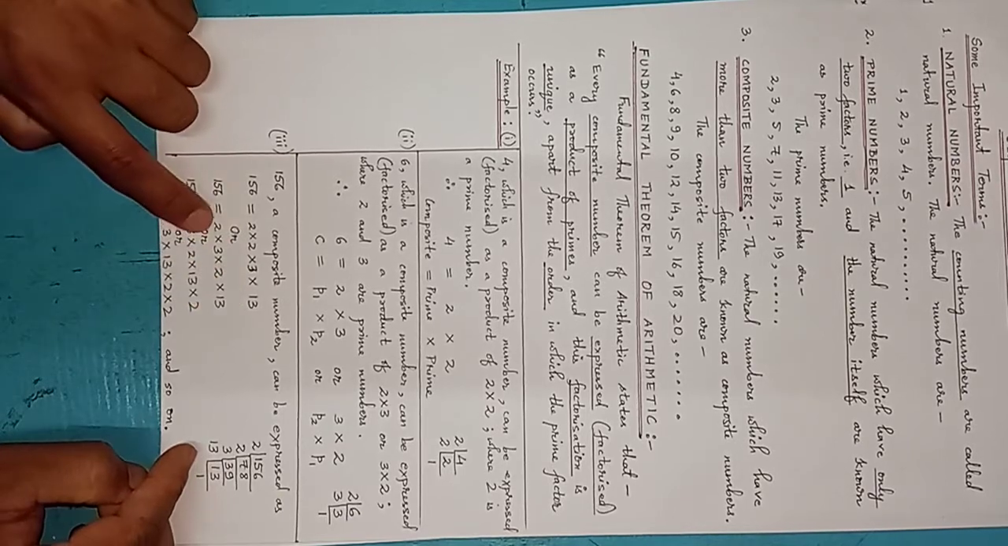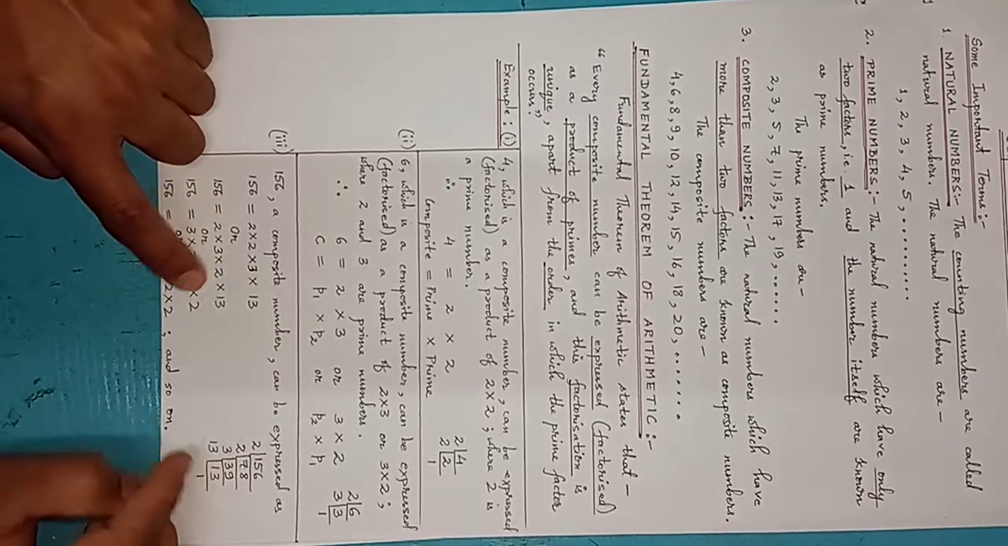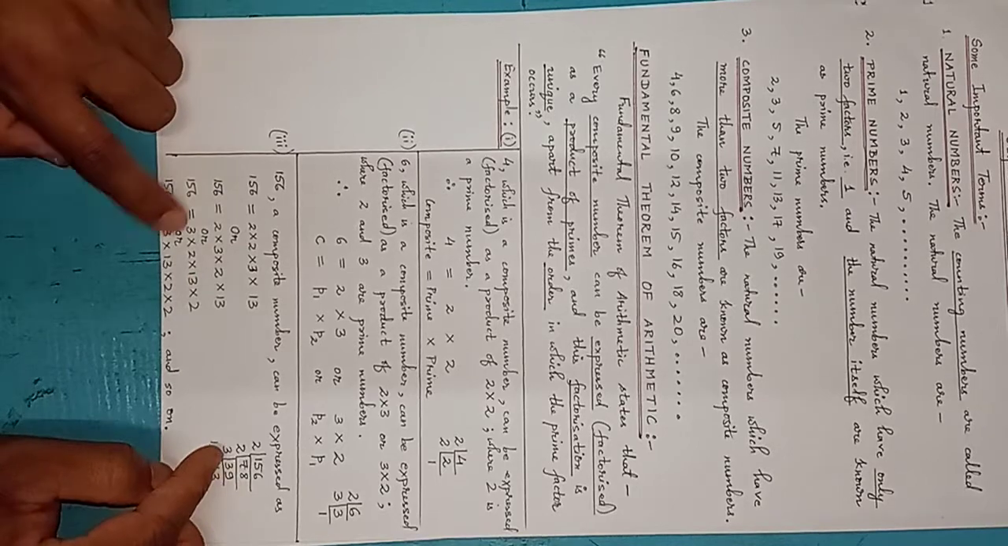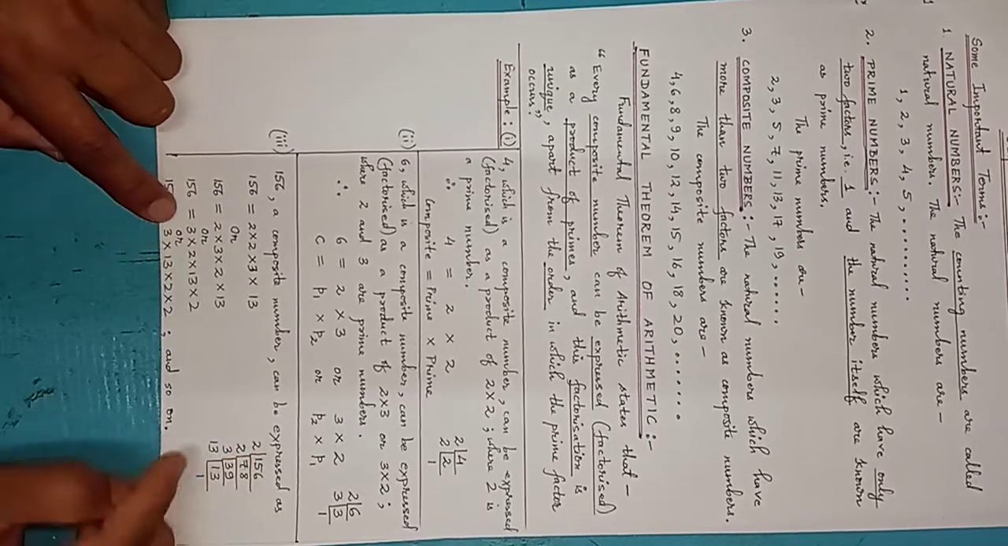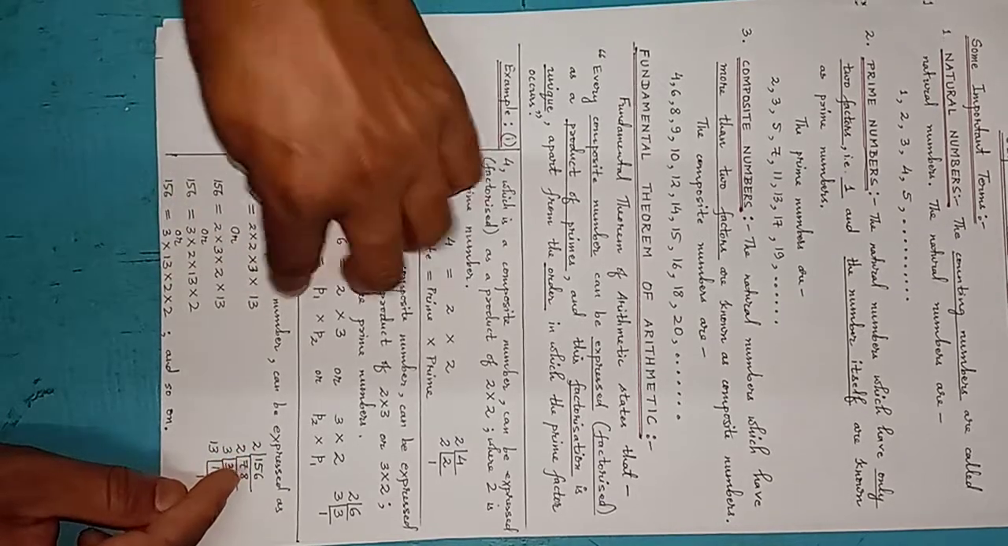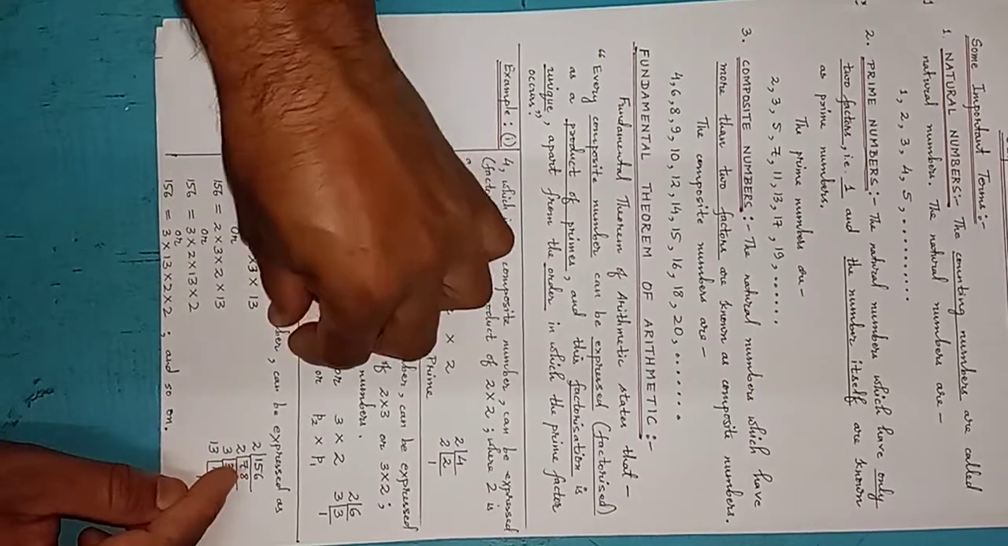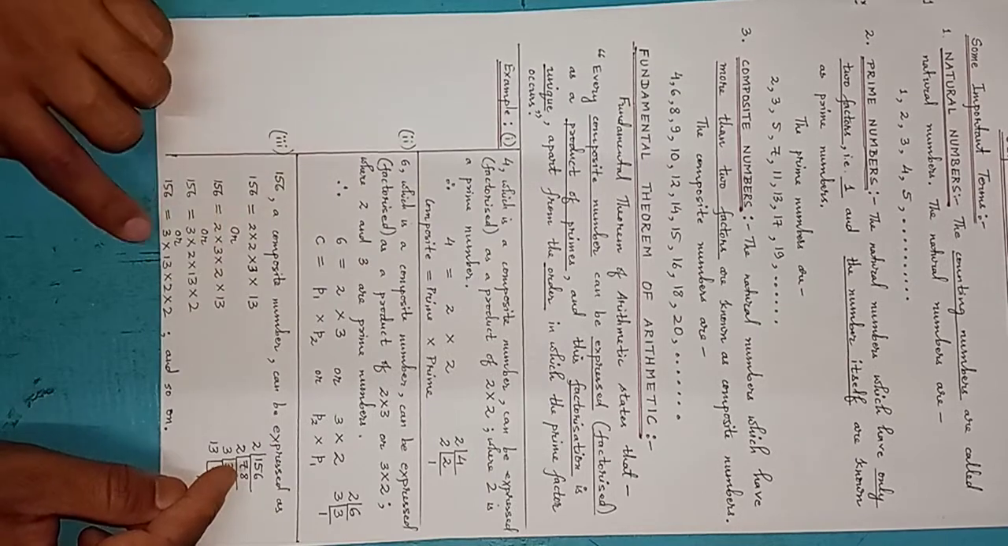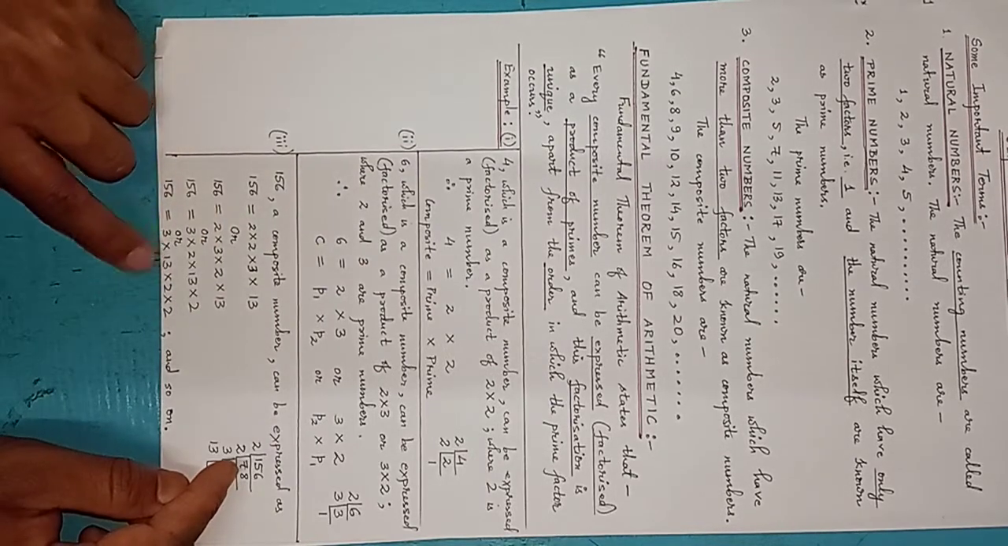Or I can also write 2 first and then 3 and then 2 and 13. Or I can also write 3 first and then 2 and then 13 and this 2. Or I can also write 3 first and then 13 and then 2 and then 2. In any order you can write, but it should be unique. There must be two 2s, one 3 and one 13.